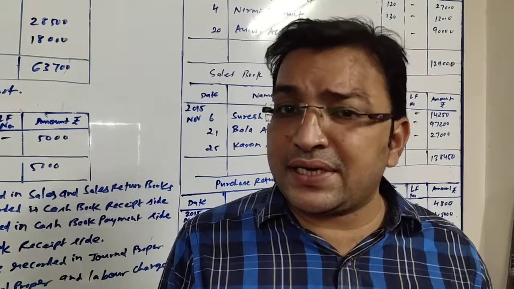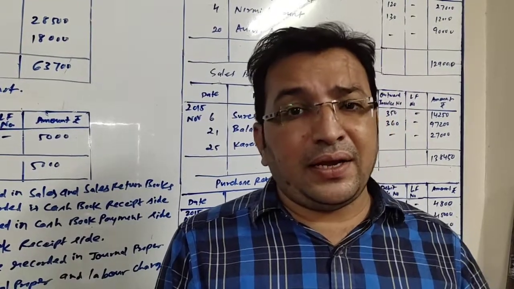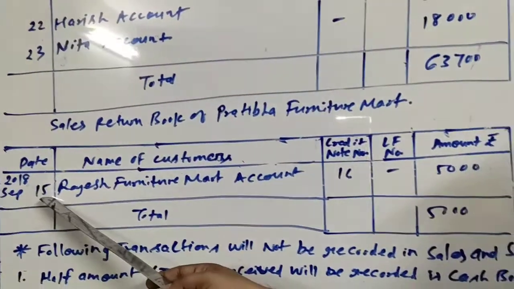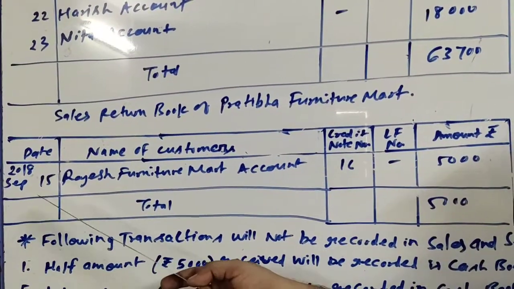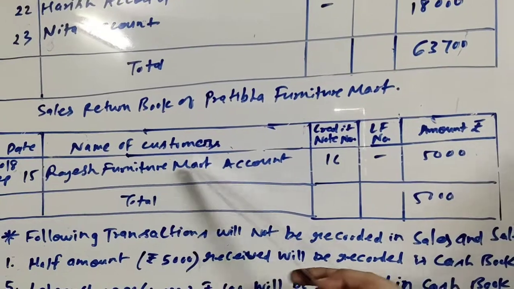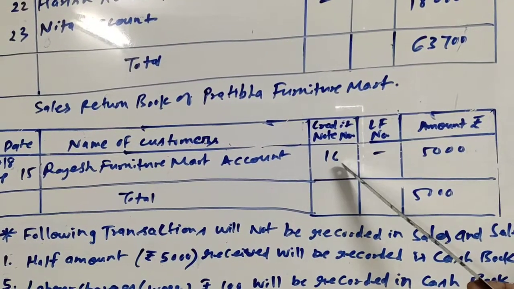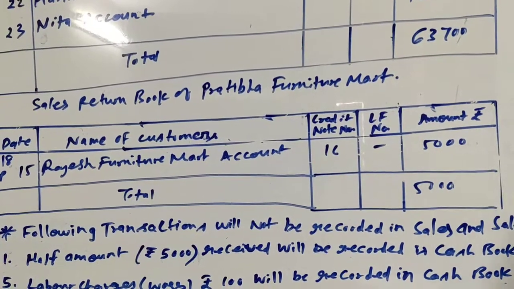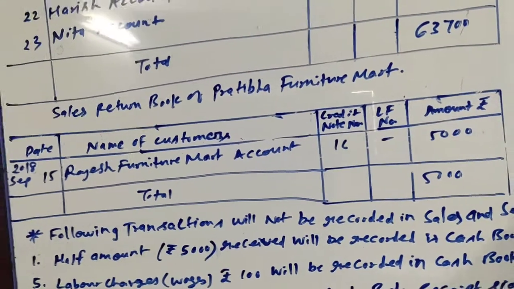Now this is a sales return for us, so we will be writing in the sales return book. Here it is 2018 September 15, today's date when the transaction is given. Rajesh Furniture Mart, account 16, and 5000 is the amount. Okay, next transaction.